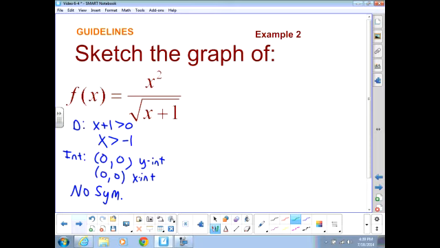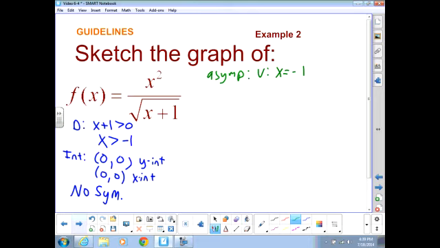Now our asymptotes. You can think of the bottom as being like an x to the 1/2. Well, you have an x to the 2 on top. That's greater than 1 above it, so there's no horizontals. And we mentioned our vertical would just be at negative 1, because that's what's making the denominator 0. So we just have a vertical asymptote at x equals negative 1.